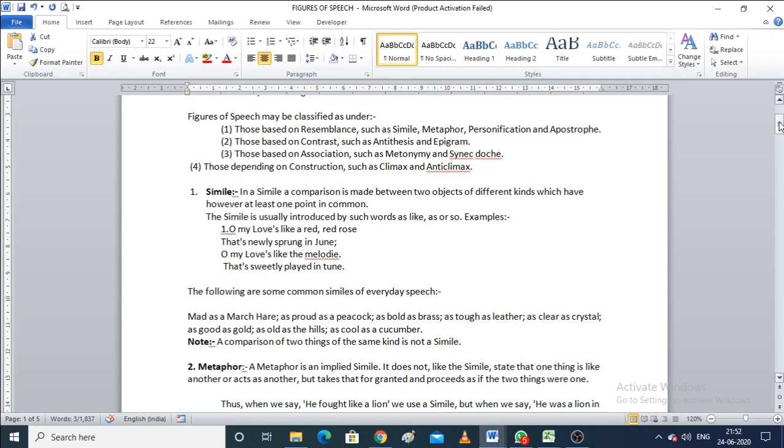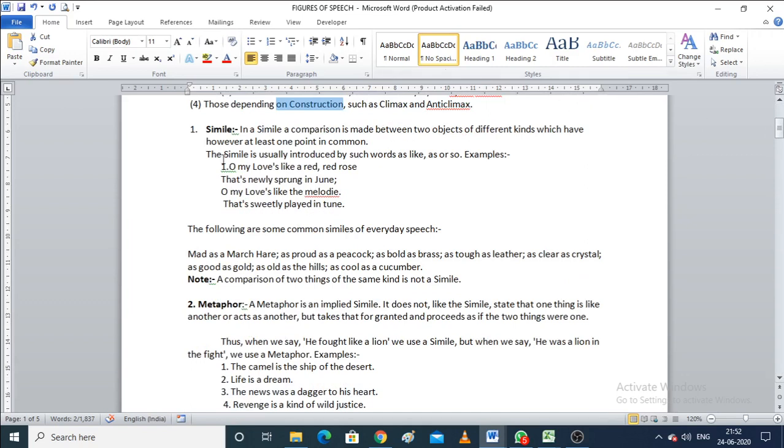Now, figure of speech is classified into 4 categories, which is based on resemblance, contrast, association, and construction. I will let you know everything when we come across each and every figure of speech we have in English literature. Now, what is the first one? The first one is simile.